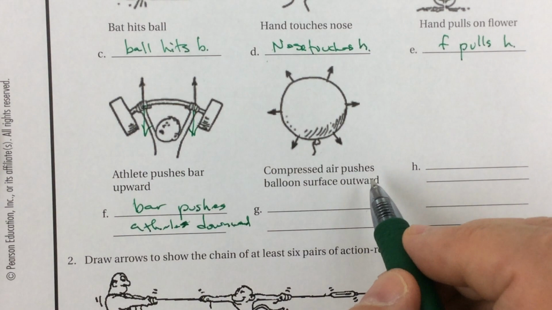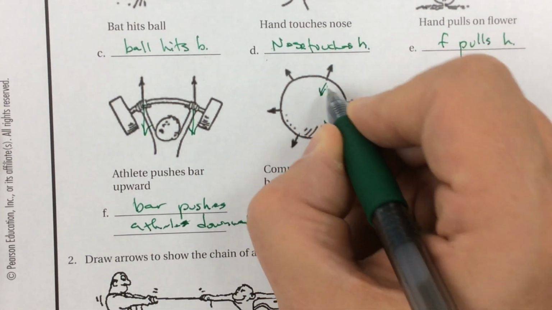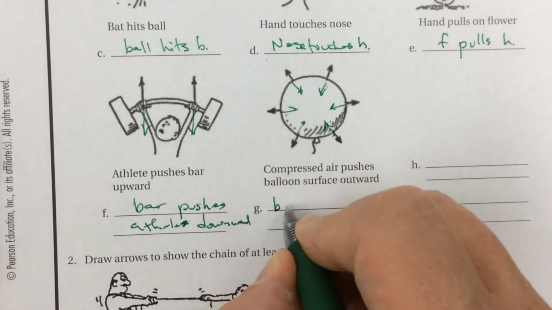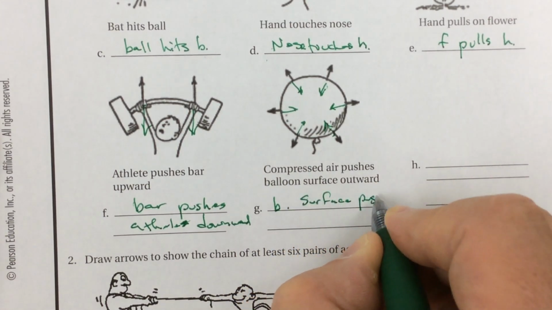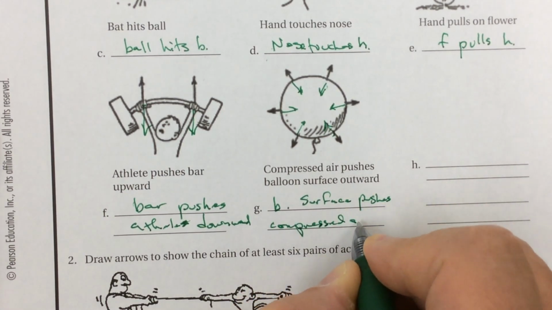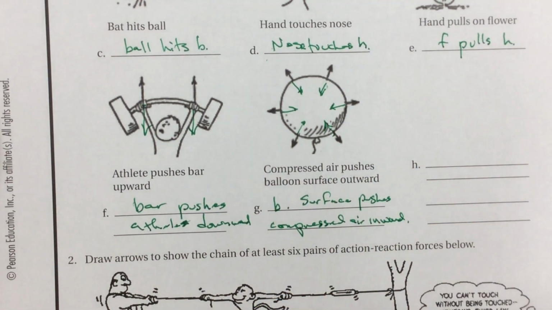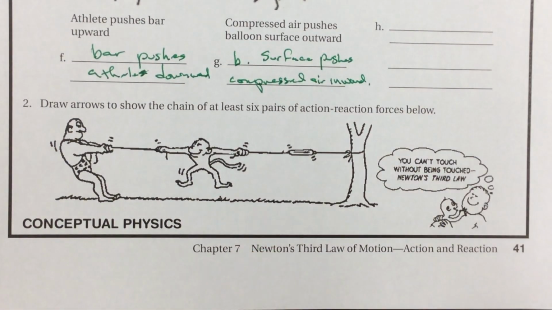Compressed air presses balloon surface outward, so the balloon is pushing the air inward. So the balloon surface pushes compressed air inward. Okay, I'll let you do your own for H. Draw arrows to show a chain of at least 6 action-reaction pairs.